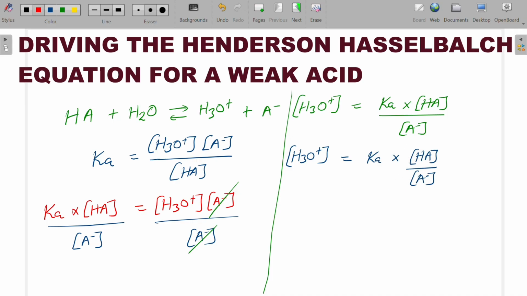From there, our next step is to introduce negative log on each side. So we introduce it on the left side and also on the right side. So we'll say negative log of the hydronium ion concentration is equal to negative log of Ka multiplied by the ratio that we have there.